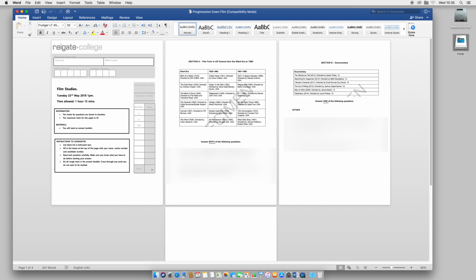And really importantly for section B, you'll need to be able to refer to the film in detail. So use very specific examples to support the points you make. Okay, so that's what the paper will look like.